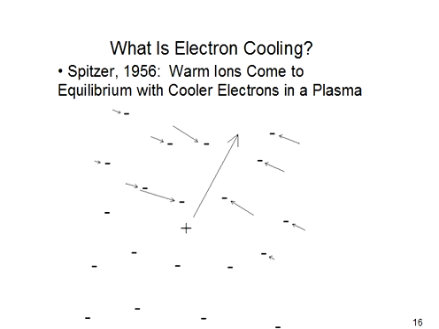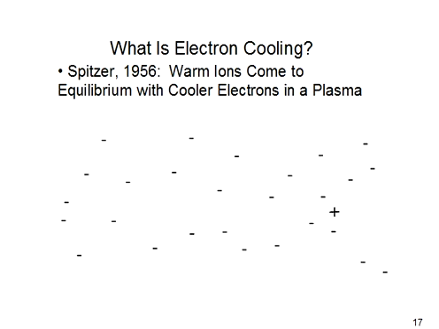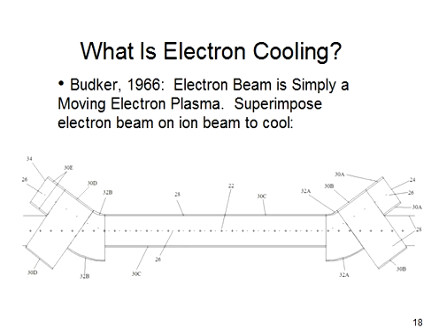So what is electron cooling? Electron cooling had its origins in work done by Spitzer in 1956, who showed that warm ions come to equilibrium with cooler electrons in a plasma. As an ion traverses through a plasma, it will attract the electrons due to the opposite charge between the ion and the electrons. The energy imparted into the electrons will slow the ion down until the ion comes to thermal equilibrium with the electrons. In 1966, Budker realized that an electron beam is simply a moving electron plasma.